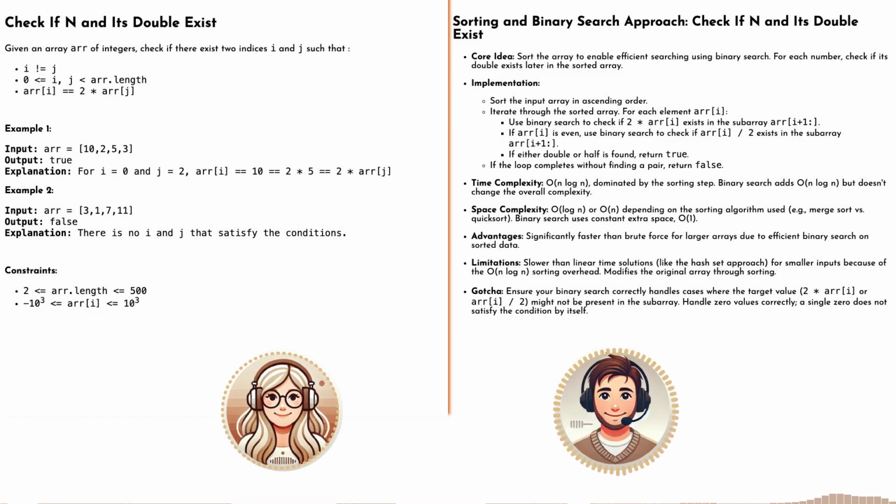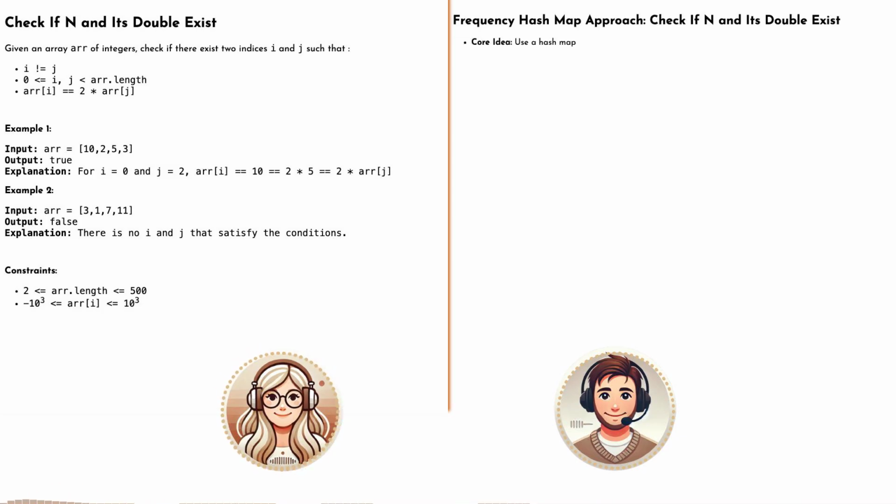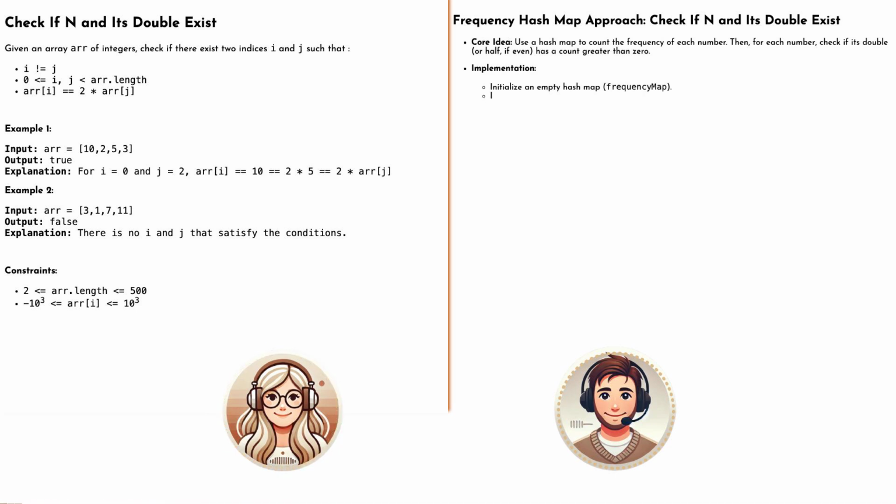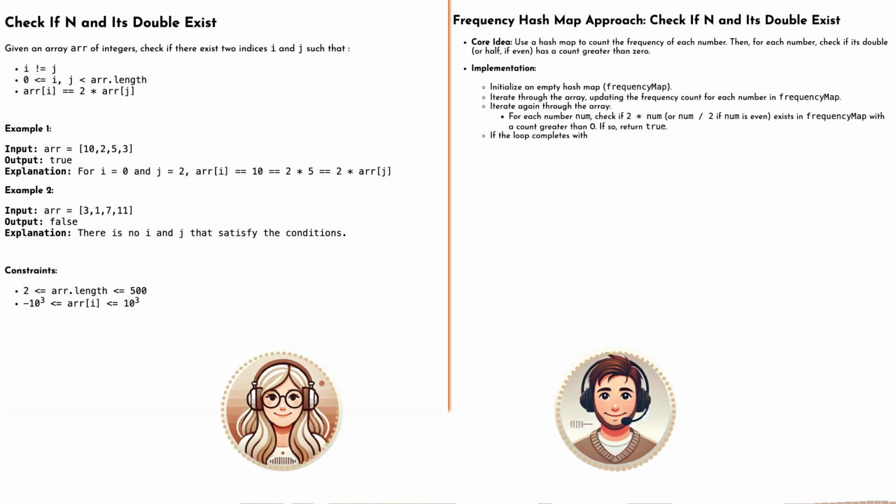Okay, so we've got brute force, set lookup, and now sorting with binary search. They all have their own pros and cons. Are there any other approaches we could try? There's one more I want to talk about. It uses a frequency hash map, and it's especially helpful when we're dealing with negative numbers. A frequency hash map. That sounds interesting. Why are negative numbers a special case here?